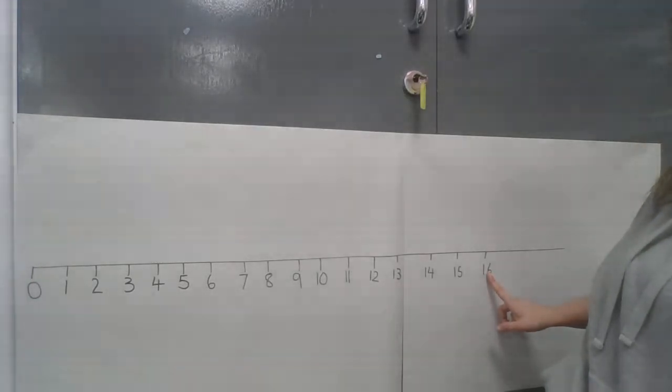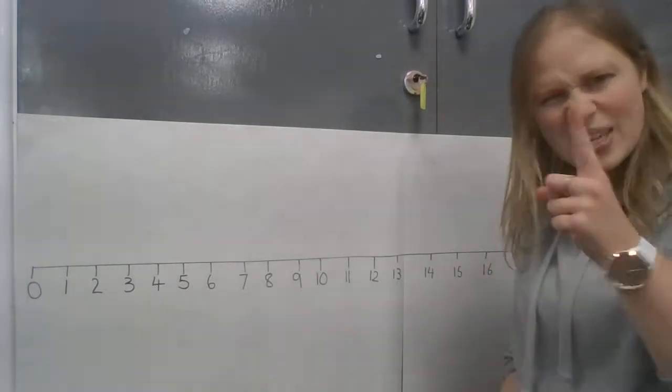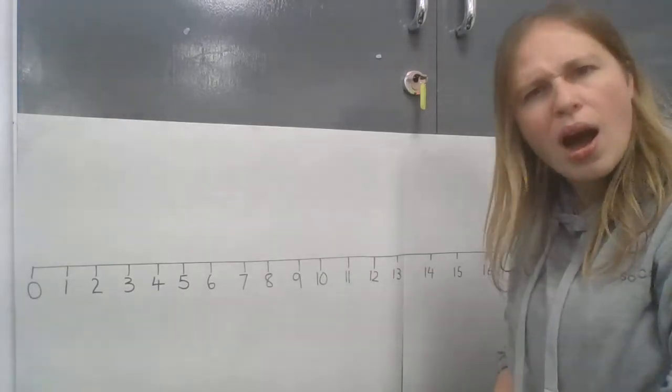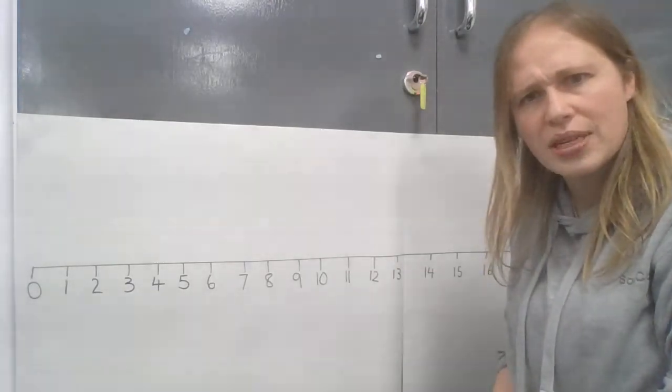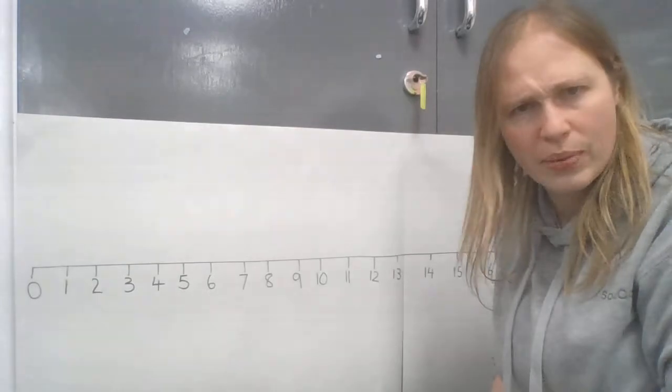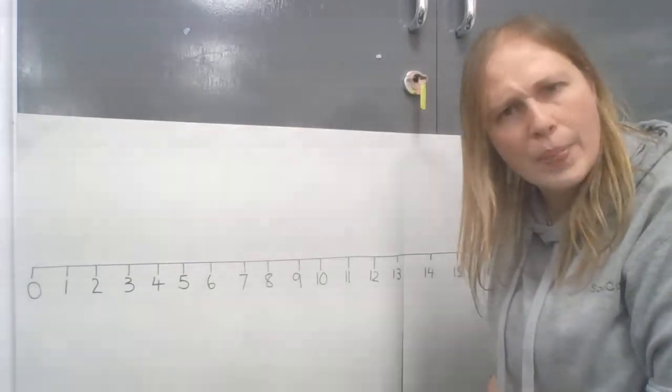Look at that. We did get up to 16 on my number line, but that was counting in ones. That was easy, wasn't it? I wonder if we can have a go at counting in twos. Now, last week I think we got to 14 with counting in twos. Let's see what happens this time.